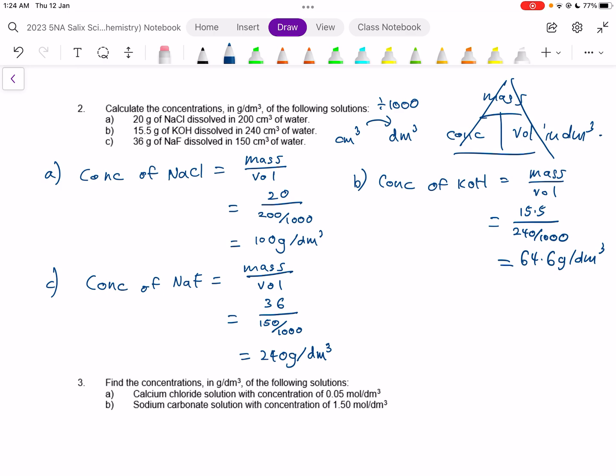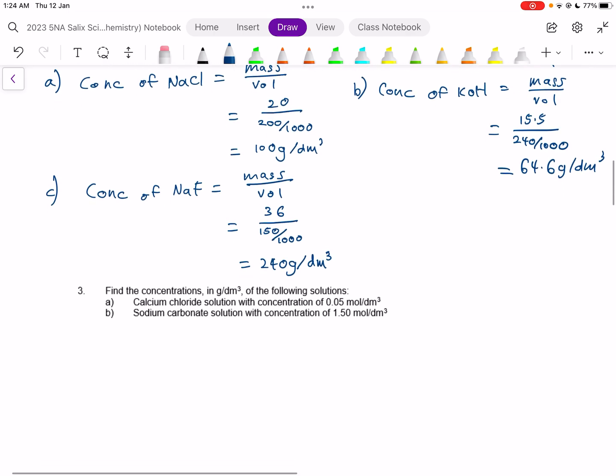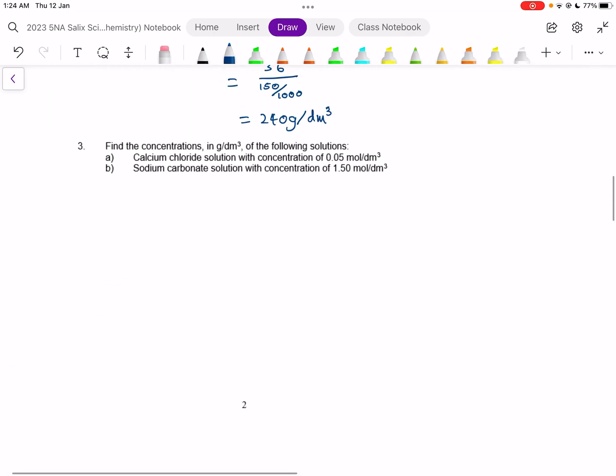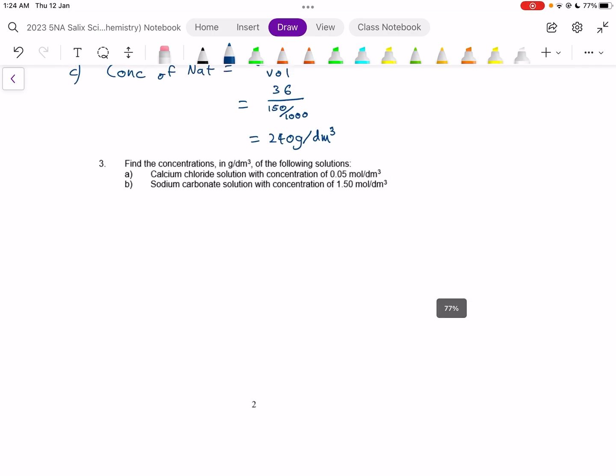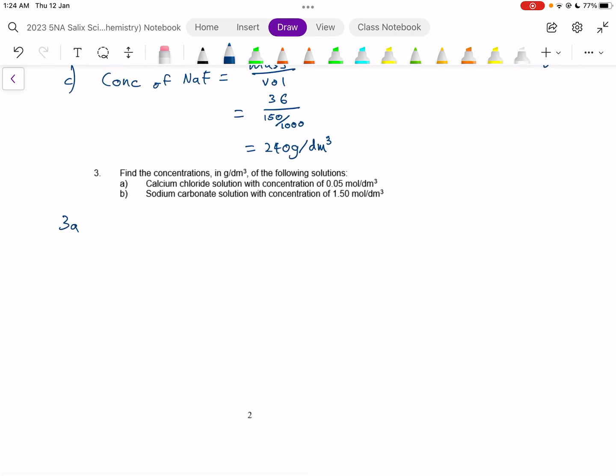Alright, then I'll go on. I'm going on to question number 3. Question 3A. Find the concentration in gram per dm cube. They give you in mole per dm cube. So you want to change the concentration in mole per dm cube to concentration in gram per dm cube.